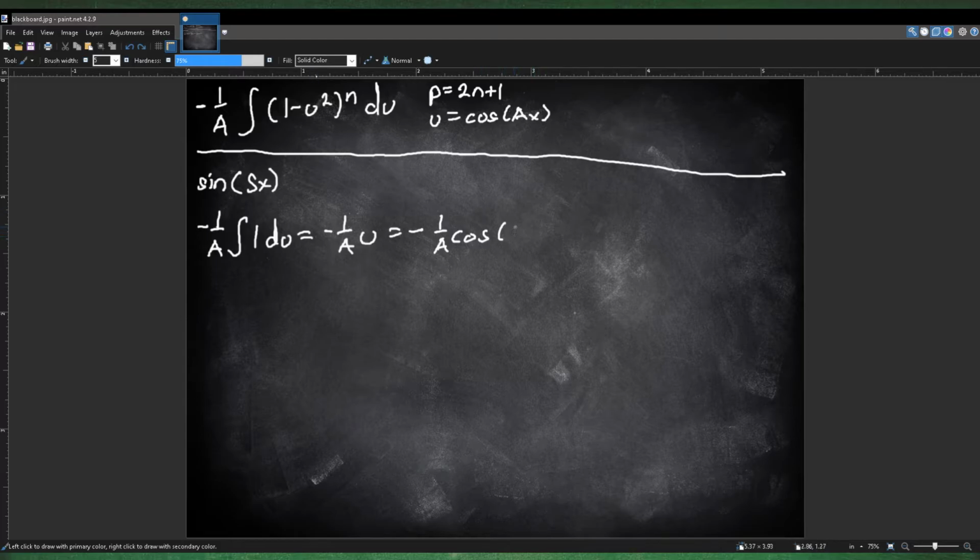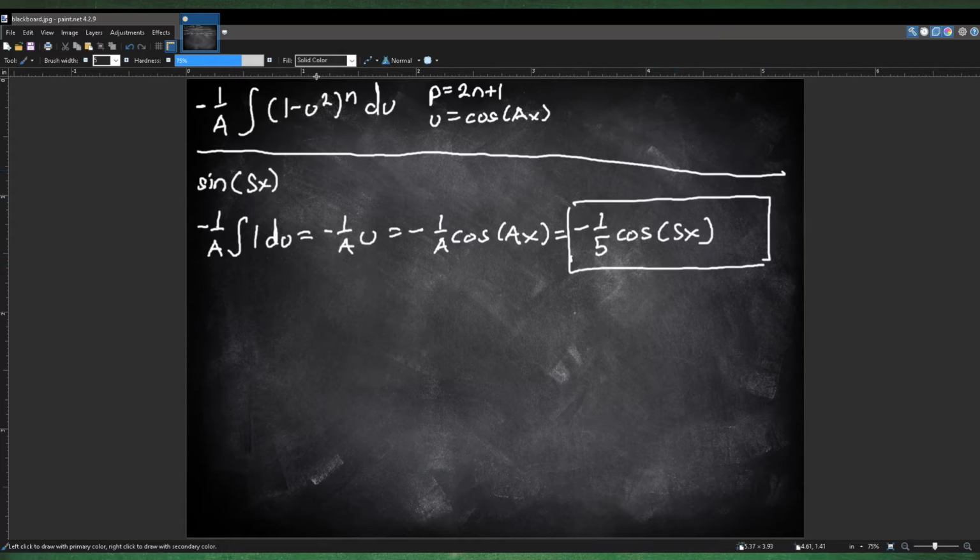That looks kind of bad. Ax, right? And what is our a? Well, it's right here, 5. So for every single a, we plug in 5. So it's negative 1 over 5 cosine of 5x. And that is our integral.